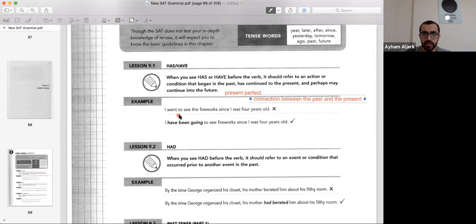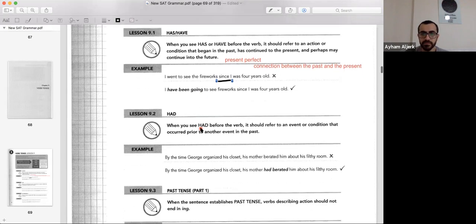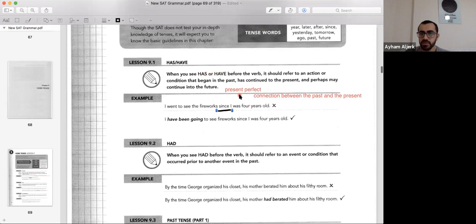So here, for example, I went to see the fireworks since I was 4 years old. Now here we have since. And we said that usually when we have since, we have to use present perfect. So here we have I went, which is just past. So we change it to make it present perfect. We say, I have been going to see fireworks since I was 4 years old. And then we have present perfect continuous. So we have been and then going. So remember, when we have have or has, it's usually present perfect, either continuous or simple. And then we have to use been and verb plus ing.